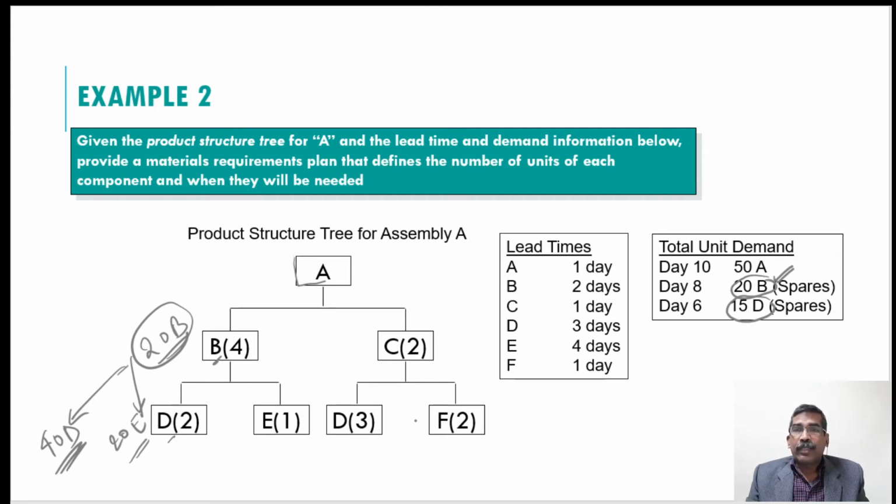Similarly, for D item, here 15D is required as a spare part in the 6th day. So we have to consider the 15D as an extra part other than the 40D, but the requirement of the 15D is on the 6th day. Now we have to see when the 40D is required, so that we can place the order for 40D as additional and 15D as additional, other than the requirement of D, which is used in the subassembly of B.